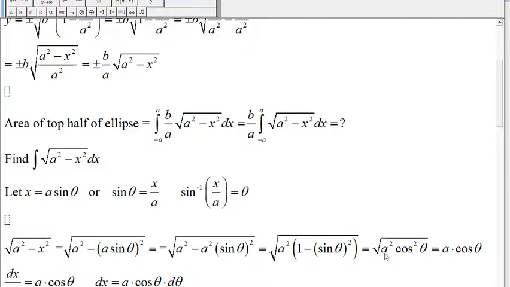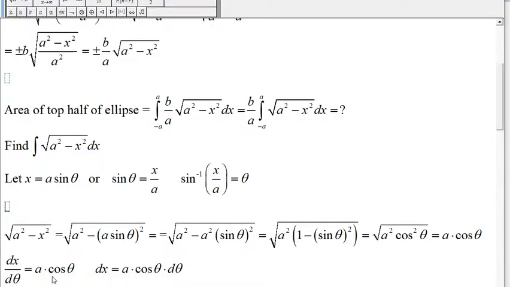Recall from trigonometry that 1 minus sine squared is cosine squared. So the square root of a squared is a, and the square root of cosine squared is just cosine. So the square root of a squared minus x squared is a cosine of theta.